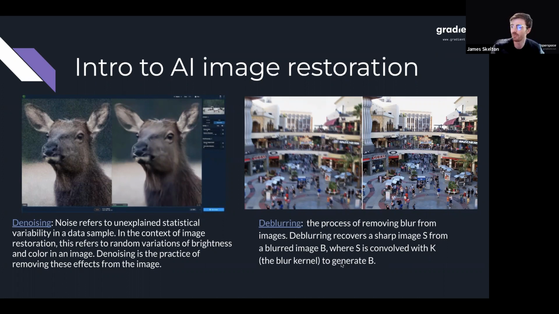This one is a bit more straightforward. The process of removing blur from images. Deblurring recovers a sharp image, we call that S, from a blurred image B, where S is convolved with the blur kernel to generate B. And here we've got an example of just a blurry photo of what looks like an outdoor mall, also taken from Google, and a cleared up version of the same photo. You can see there's a lot more resolution and definition, and removing blur has a substantial effect.